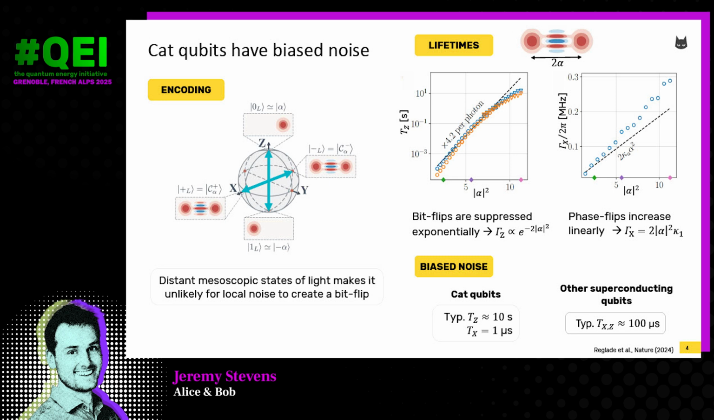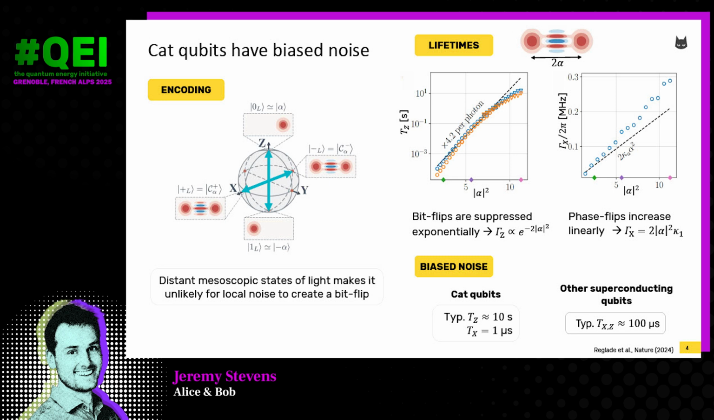When you scale the number of photons, again here I've traced just the phase flip rate. This is the other type of error, the error along the x-axis. It only increases linearly with the number of photons. So cat-qubits have a noise bias. That is to say that the error times along the z-axis are around tens of seconds, along the x-axis 1 microsecond, which if you compare with other superconducting circuits, which have more like 100 microseconds along each axis, is quite different.